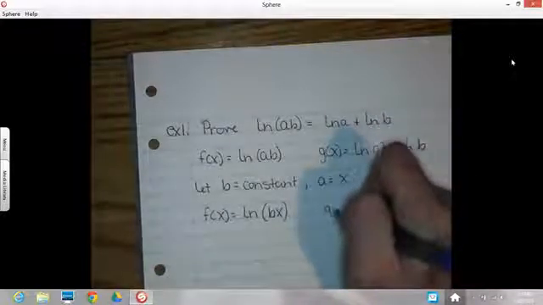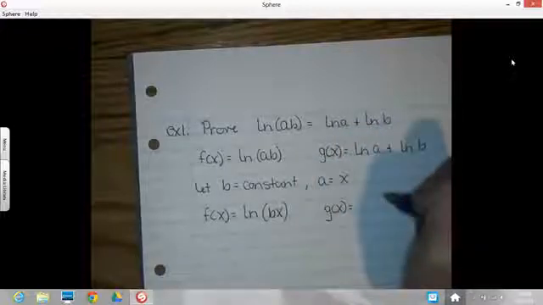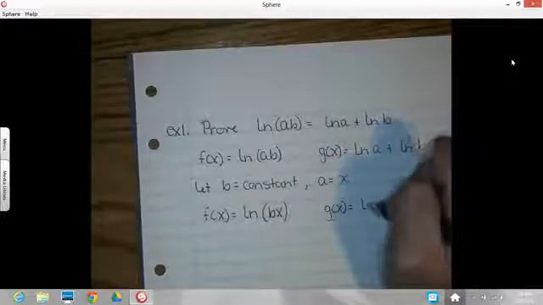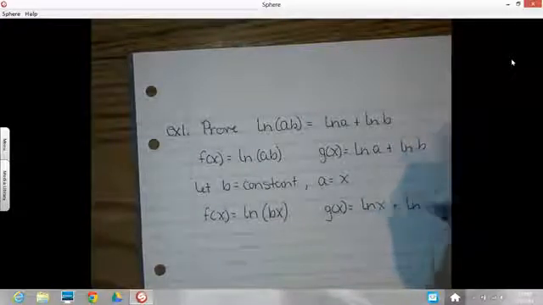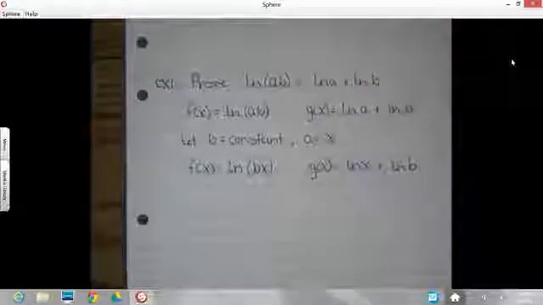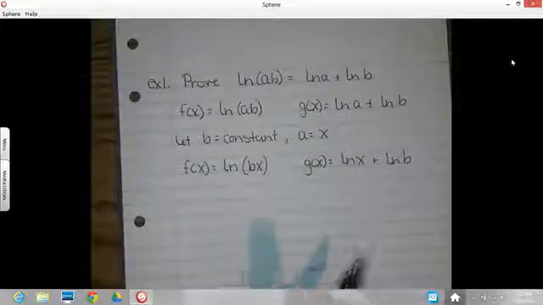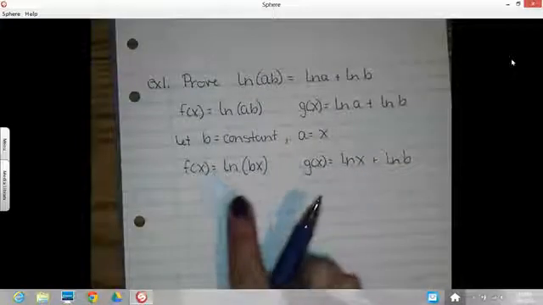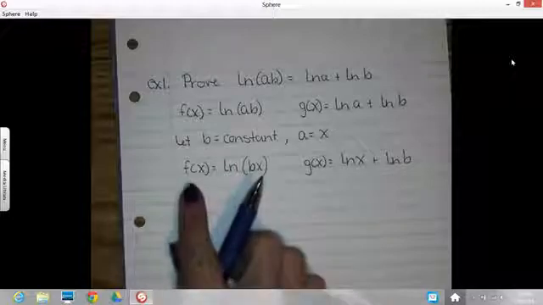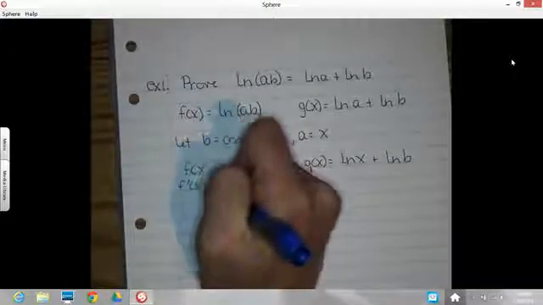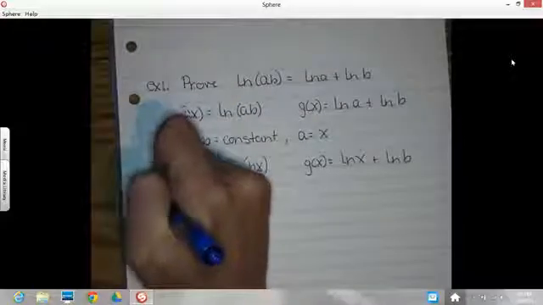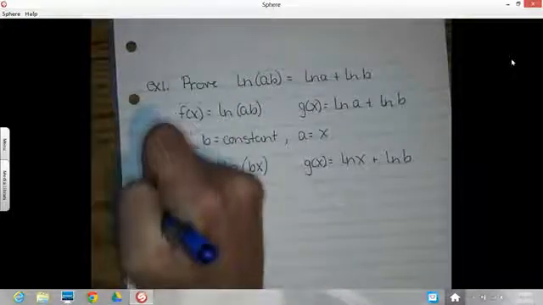Over here, same thing. G of x would now equal a is the x, so natural log of x, and b is a constant, natural log of b. Alright, so uniqueness theorem says the first thing I've got to do with my two functions is show that they have the same derivative. So I'm going to do the derivative of f. So I'll just say what I'm doing over here. Same derivative.